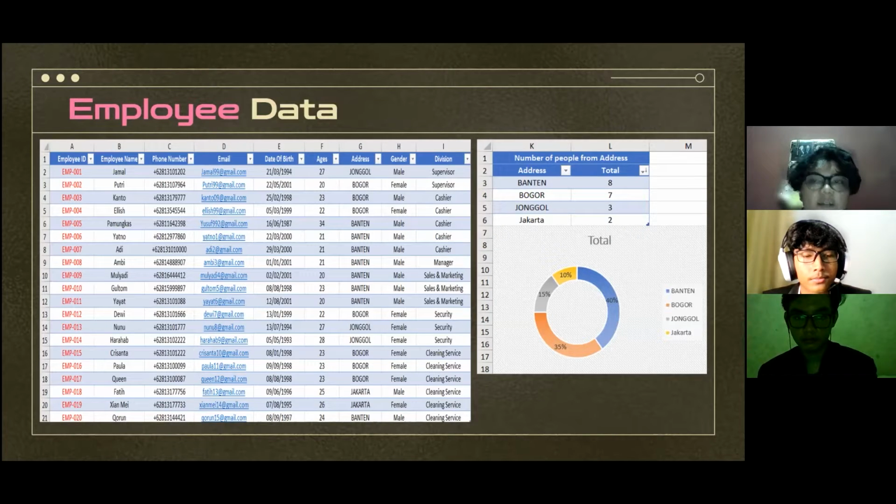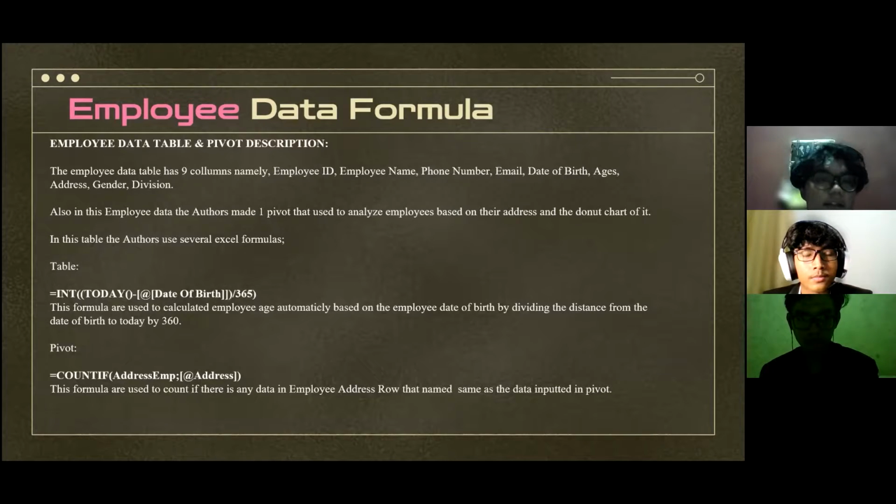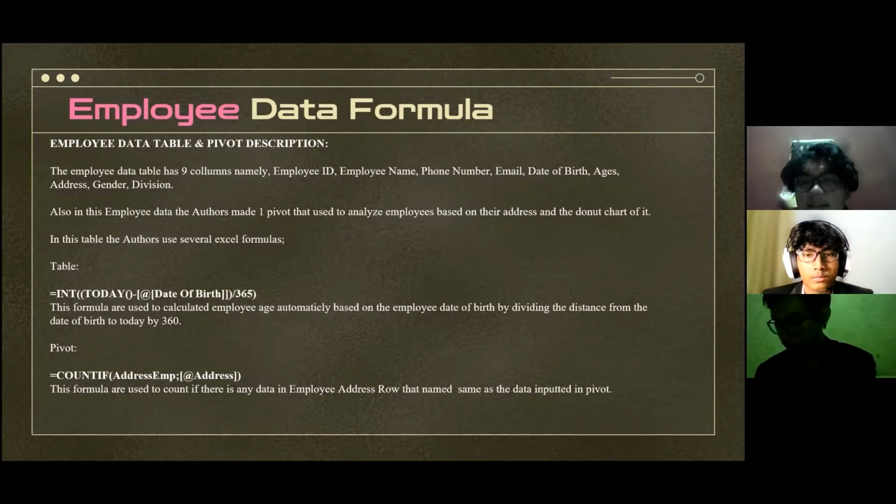This is the employee data table, and the pivot is beside it. The employee data table has 9 columns, namely employee ID, employee name, phone number, email, date of birth, age, address, gender, and division. Also, in this employee data, the authors made one pivot used to analyze employees based on their address, and the donut chart of it.